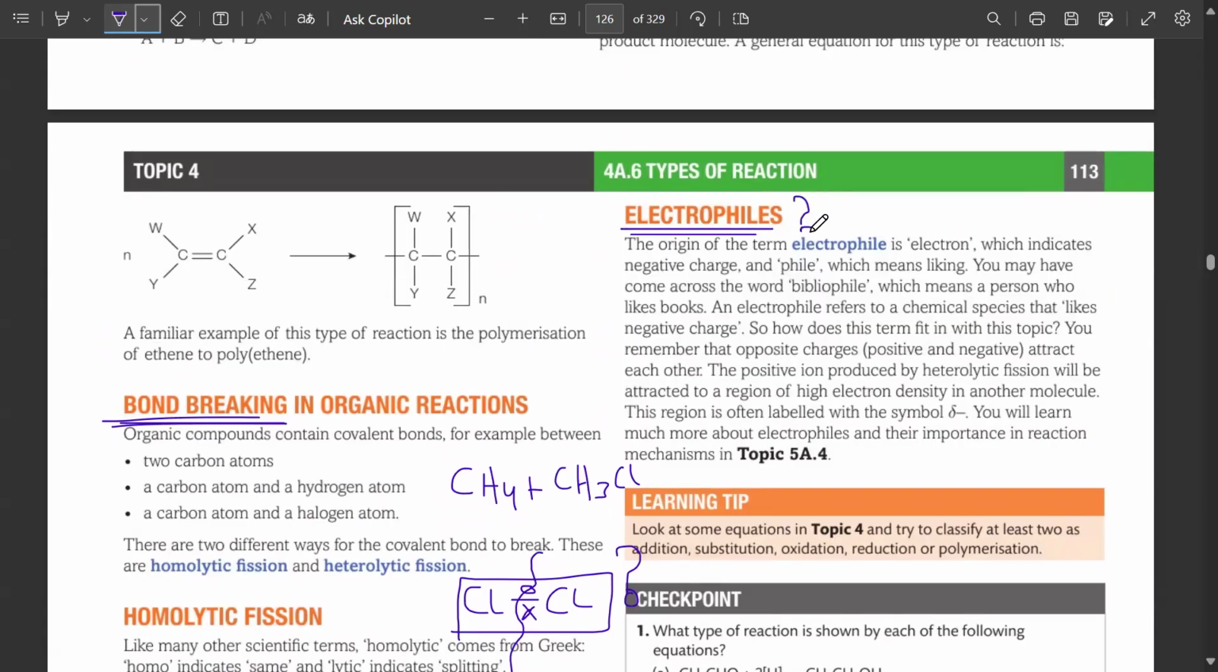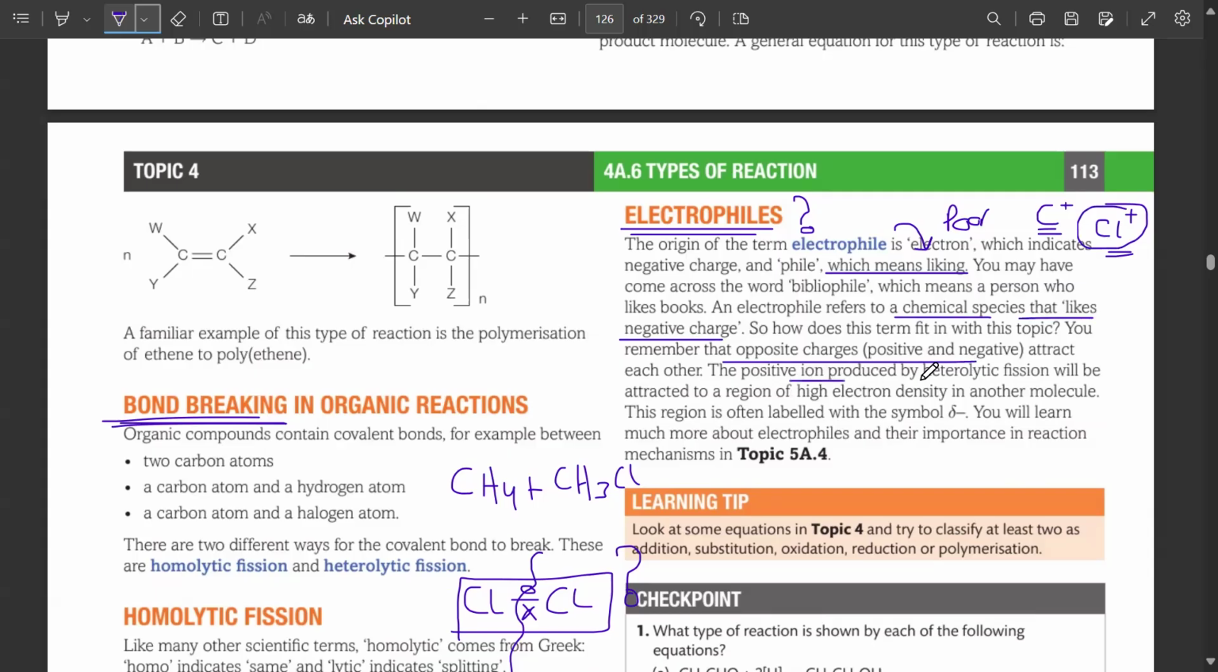Electrophiles and nucleophiles are two main terms. Electrophile means electron liking. They are the poor ones, which do not have an electron, meaning they need electrons, the positive ones. Like Cl, which became positive after heterolytic fission. These are known as electrophiles. Electrophile refers to a chemical species that likes negative charge because they themselves are positive, in need of electrons. You remember, opposite charges attract each other.